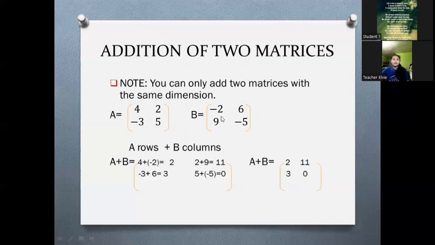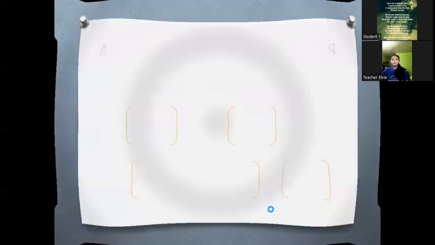So we have here 4 plus negative 2 is equal to 2. 2 plus 9 is 11. Negative 3 plus 6 is 3. And 5 plus negative 5 is 0. After we get all the values, this is our new matrix: 2, 11, 3, 0. What is the dimension of this new matrix? This is 2 by 2. Yes, that's right. It's 2 by 2.